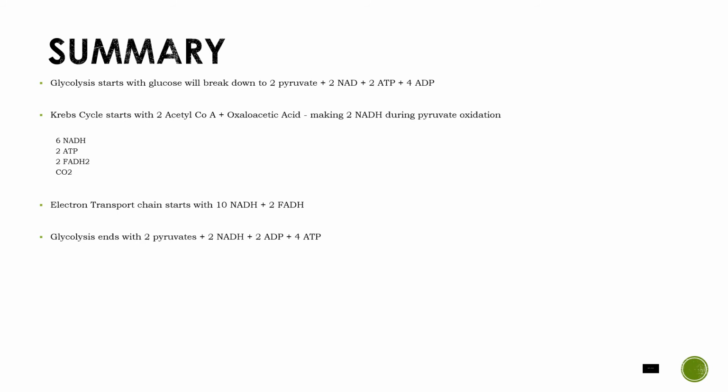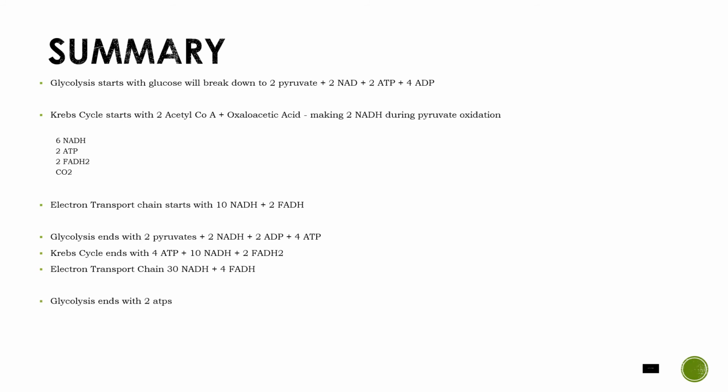The glycolysis stage ends with 2 pyruvates, 2 NADH, 2 ADP, and 4 ATPs. The Krebs cycle ends with 4 ATPs, 10 NADHs, and 2 FADH2s. The electron transport chain ends with 30 NADHs and 4 FADH2s.